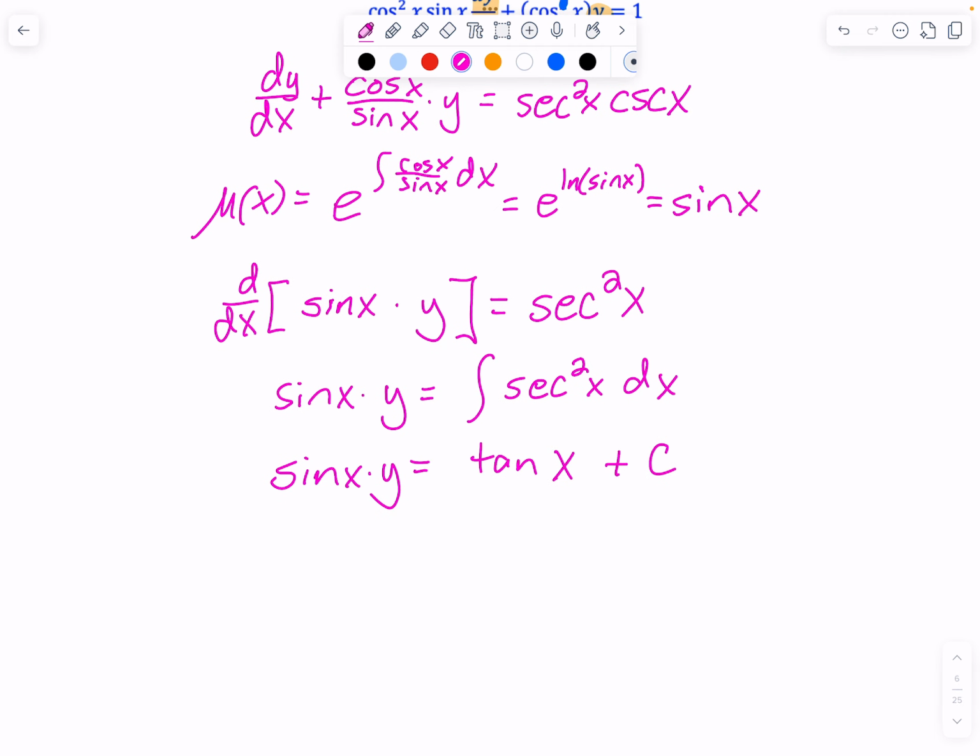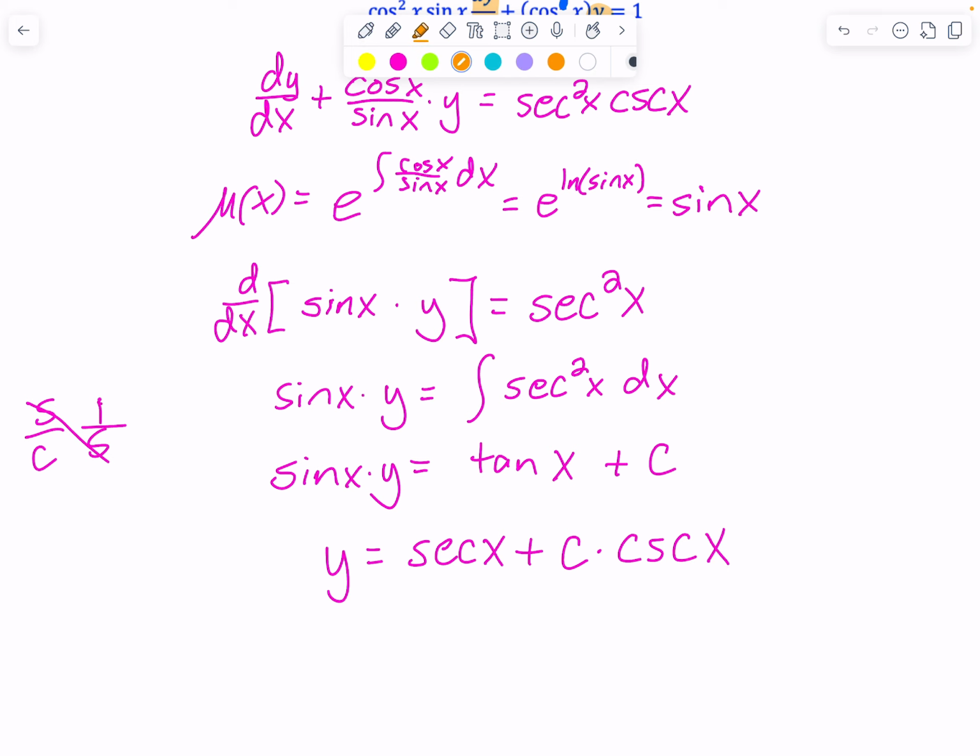And then we're going to divide by sine. So tangent divided by sine, sine over cosine divided by 1 over sine, that's going to cancel, leaving me with 1 over cosine, which is secant, plus, and then this is just going to have a c times cosecant, right? So there is that. Let's discuss anything else.